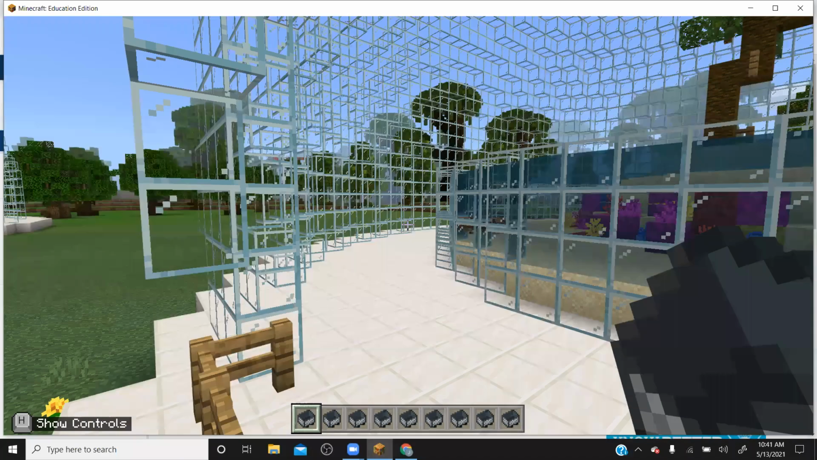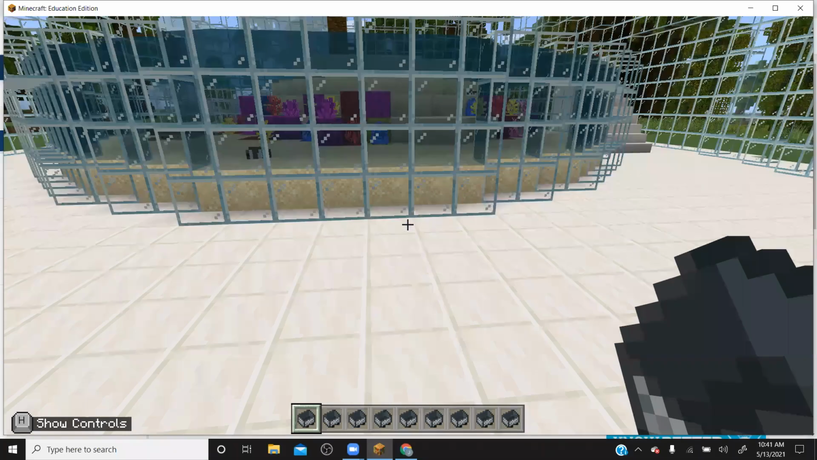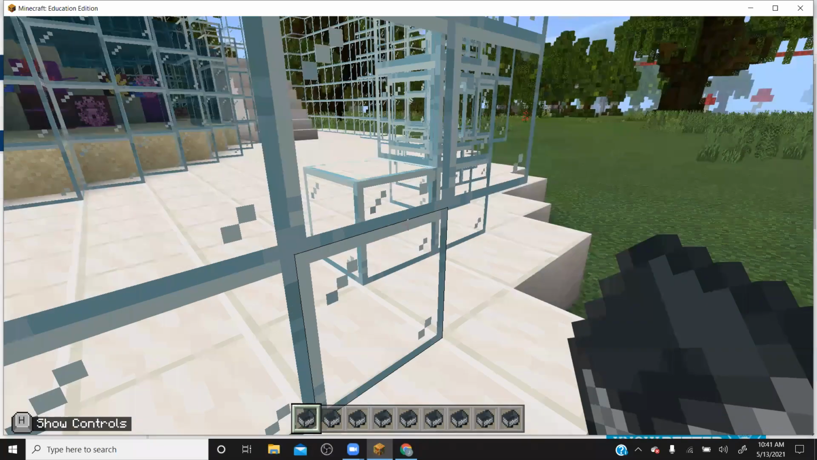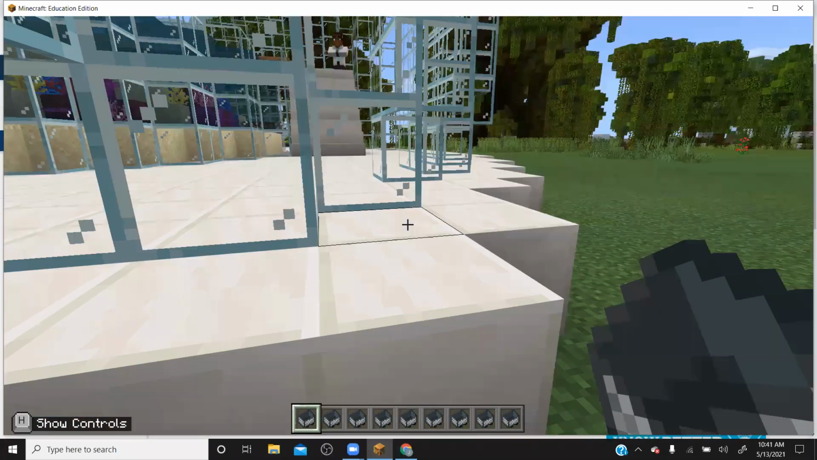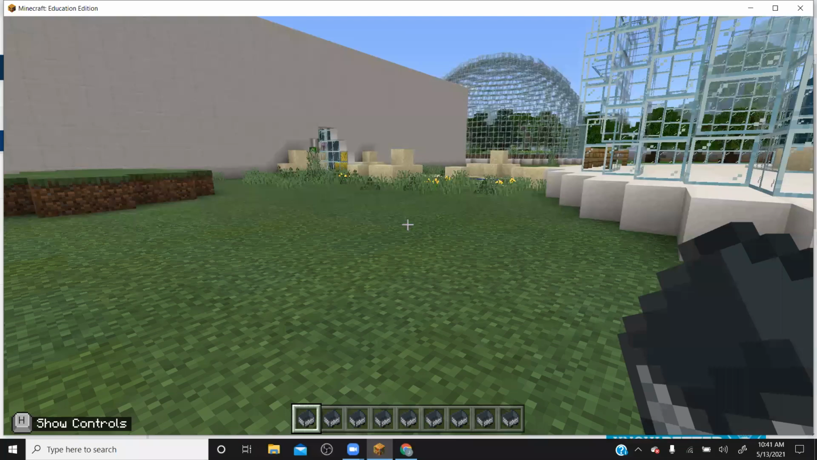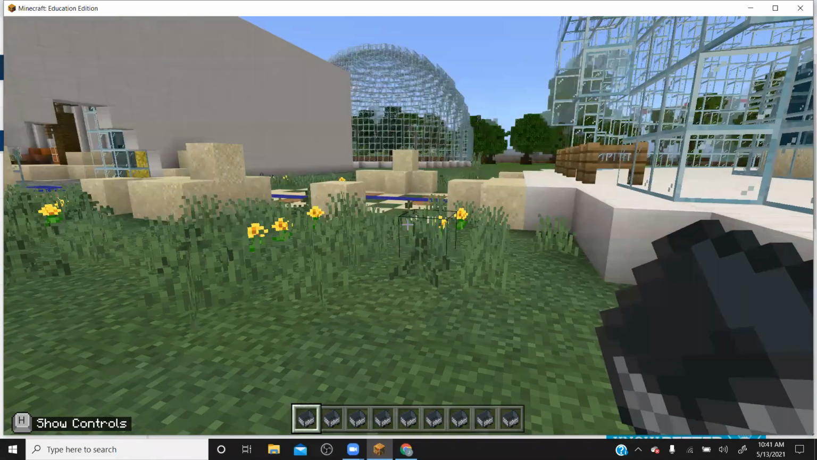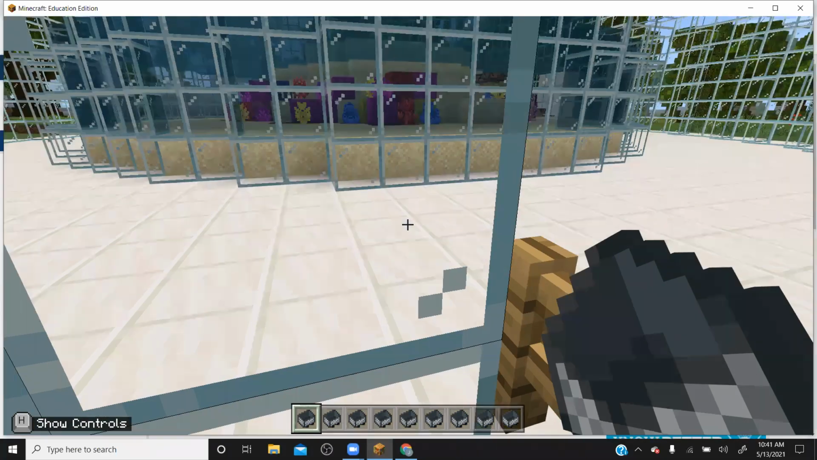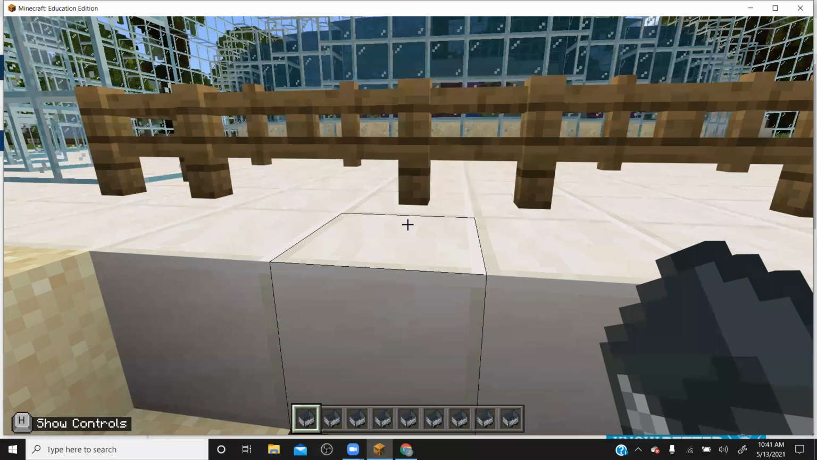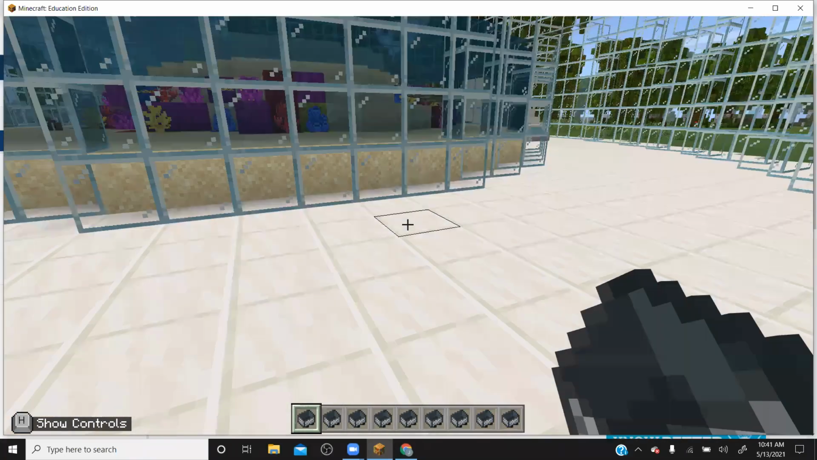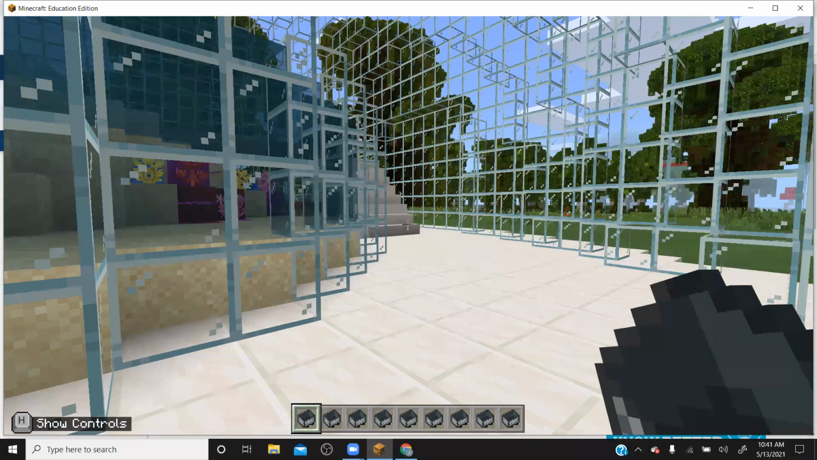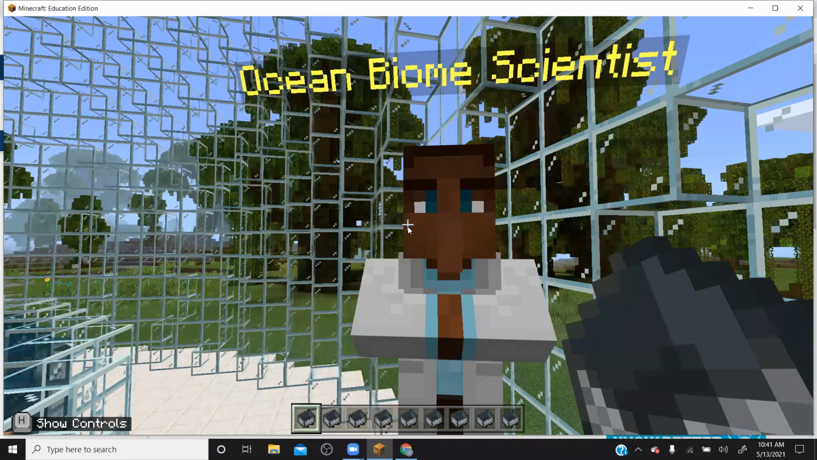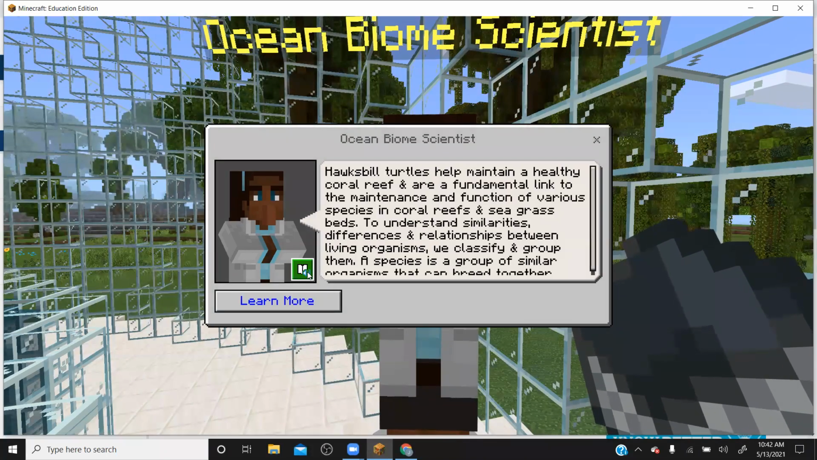Let's see. How do we get over to the... Well, maybe I'm missing how we get to that person. Ah, the gate. Always look for a gate. Sometimes I don't always see them in Minecraft. All right, here we go. Let's learn a little bit more about this world.